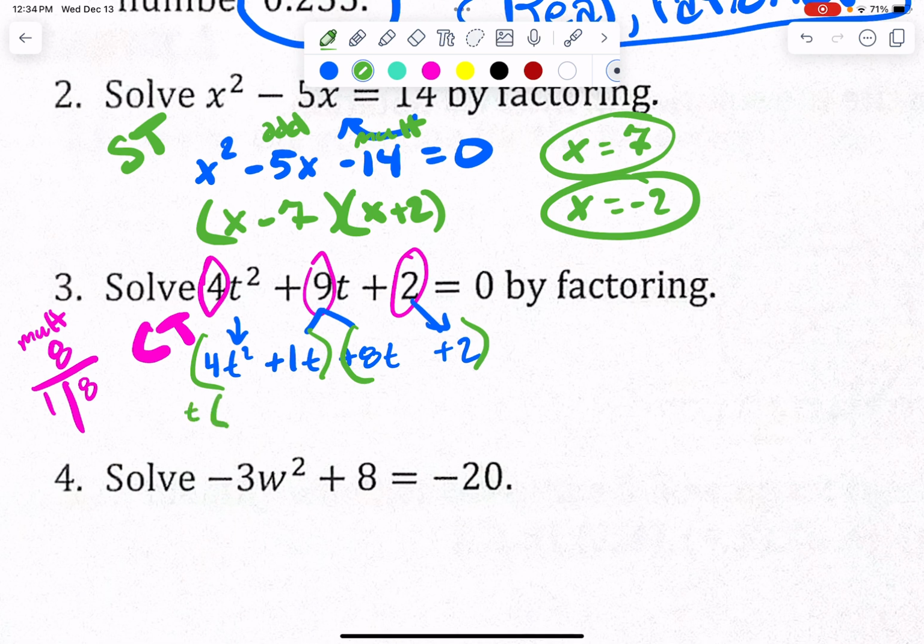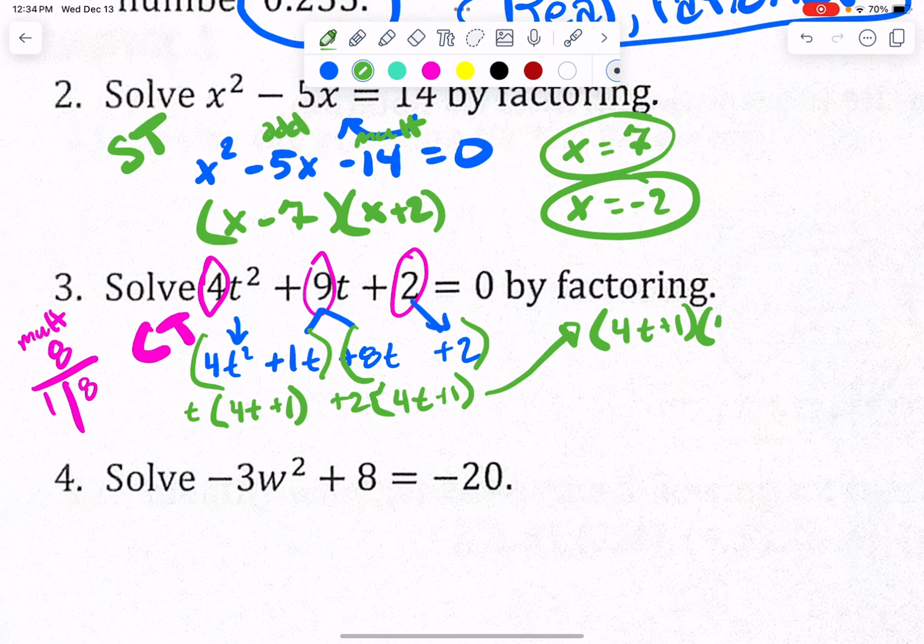T is what I'm going to pull out of the first one. I've got 4t plus 1. I'm going to take a 2 out of the second one, and I've got 4t plus 1. So my two bubbles are 4t plus 1 and t plus 2. Then I set those equal to 0. So 4t plus 1 equals 0. T is equal to negative 1/4. If I subtract the 1 and divide by 4, that's one of my answers. Then this guy, t equals negative 2.